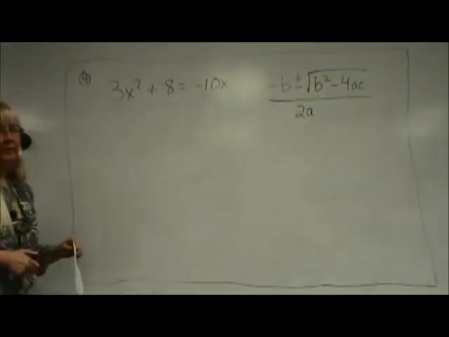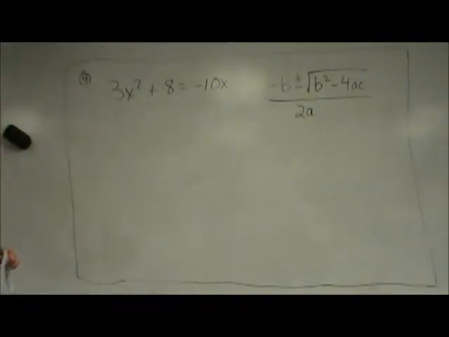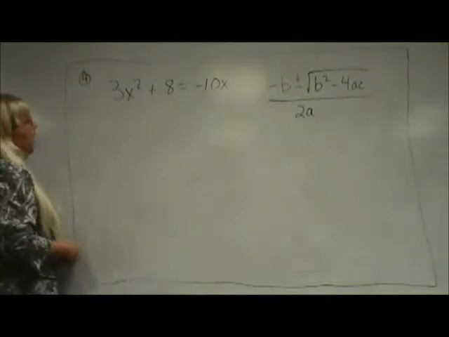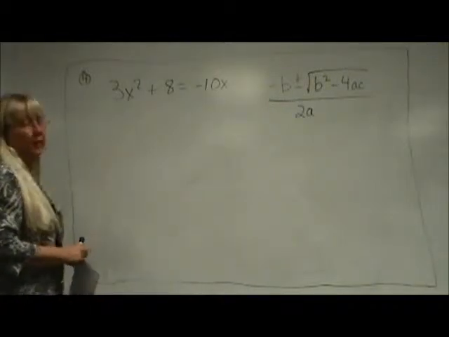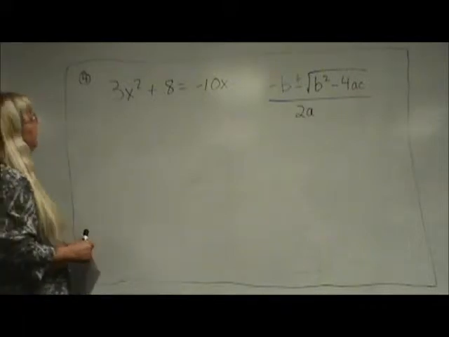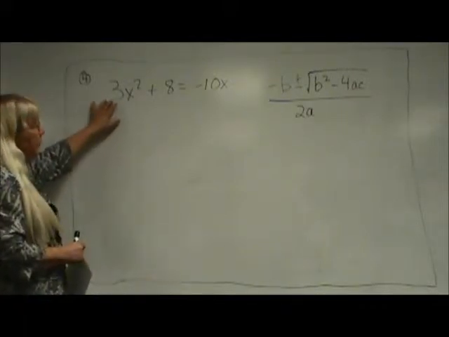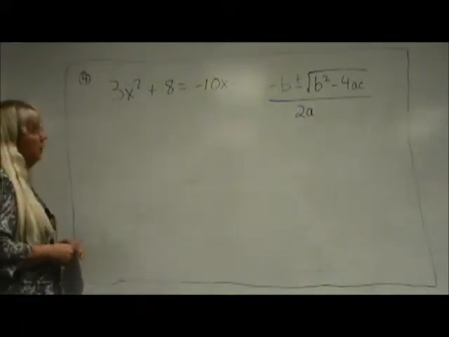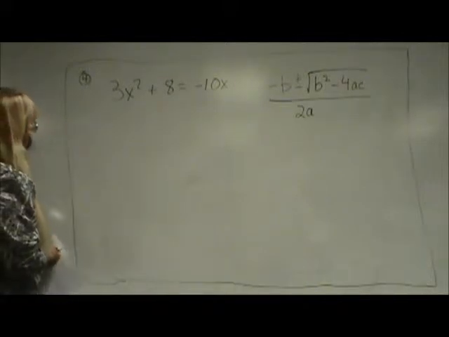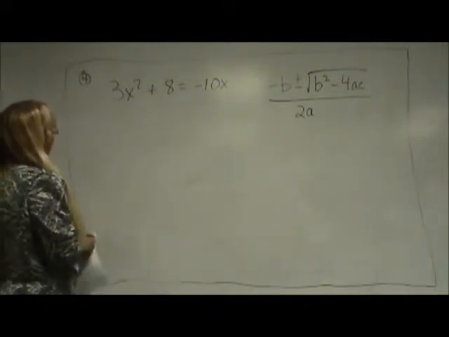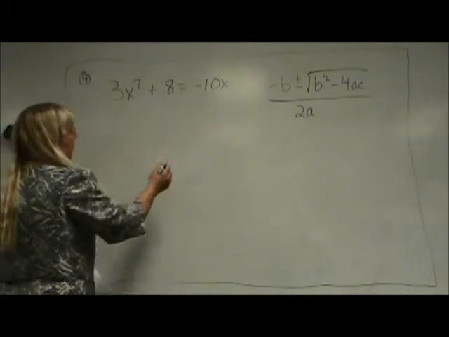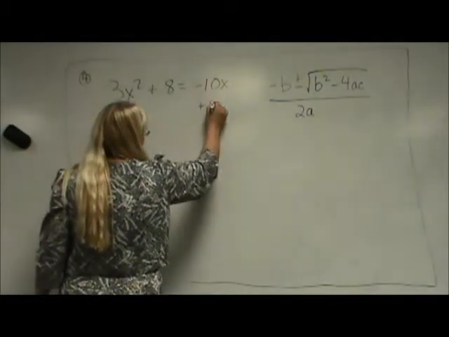This is part 2 of the test review for Accelerated Geometry Advanced Algebra. When we left off, we were working on solving with the quadratic formula. The first thing we have to do is put the terms in standard form. And this one again is not in standard form, so we have to add 10x to both sides.